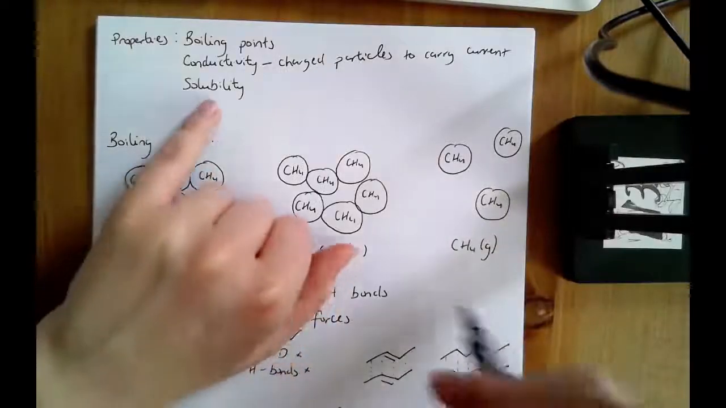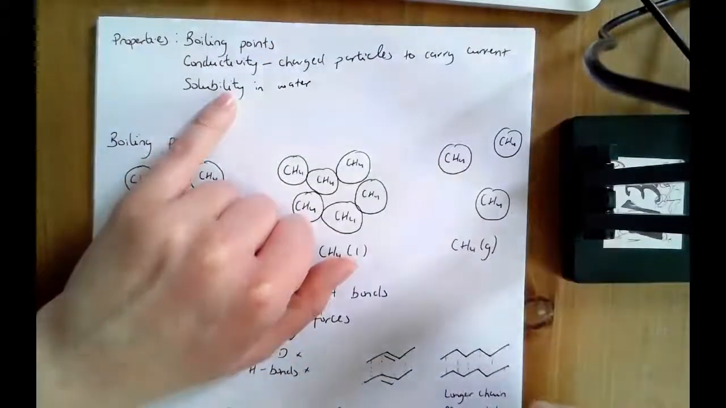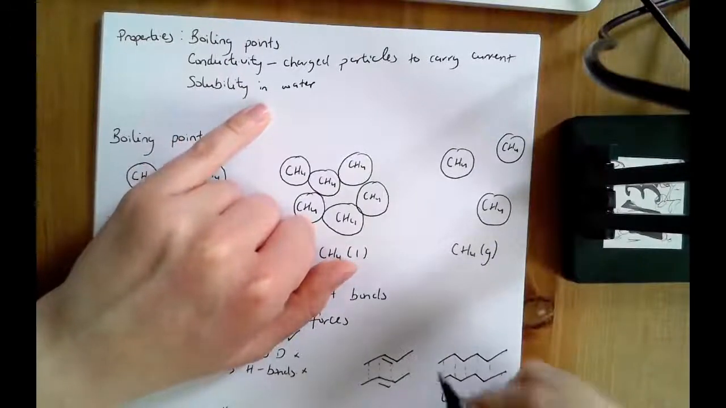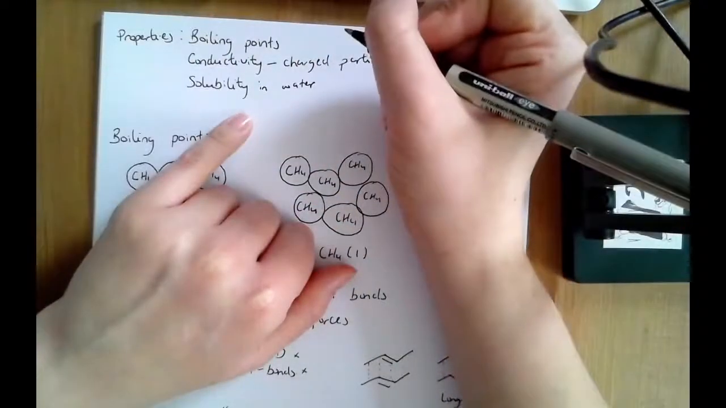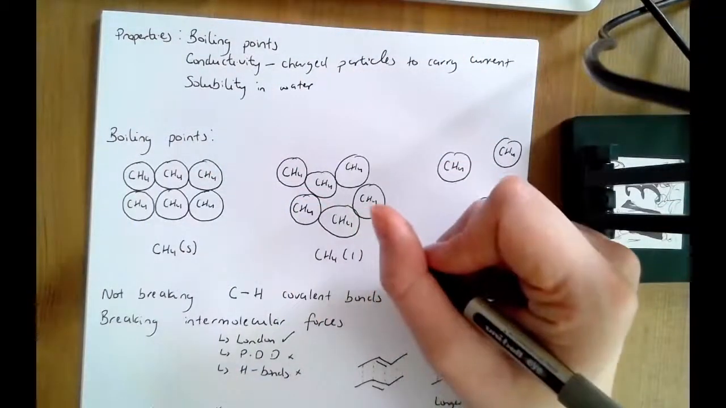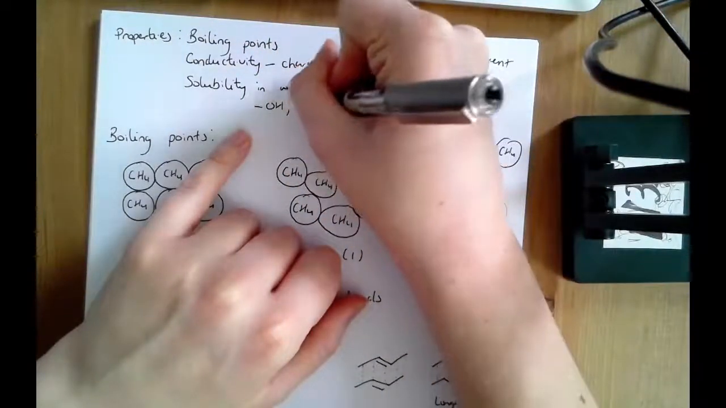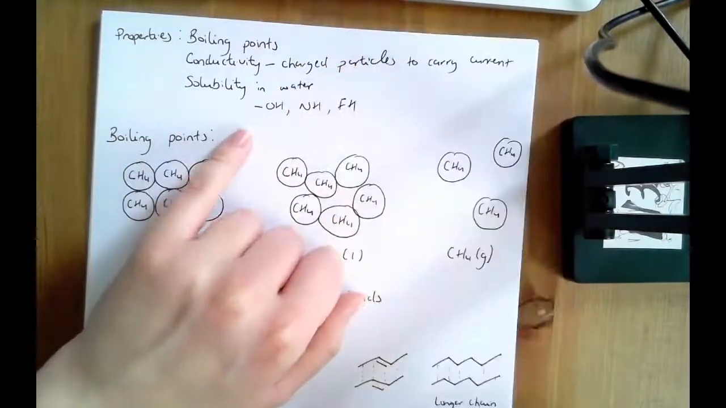In terms of solubility, and we'll look specifically at solubility in water, for something to be very soluble in water, you want it to be able to form hydrogen bonds in water. So to form hydrogen bonds with water, you're looking for the presence of an OH or an NH or an FH.